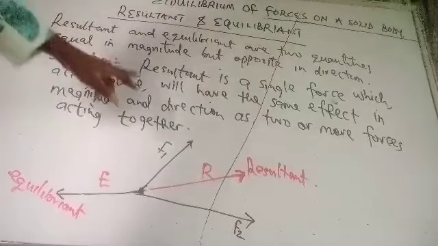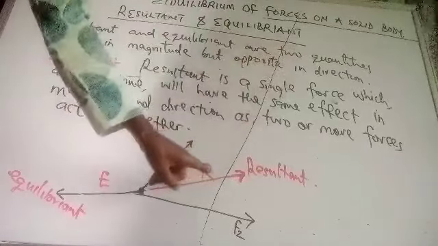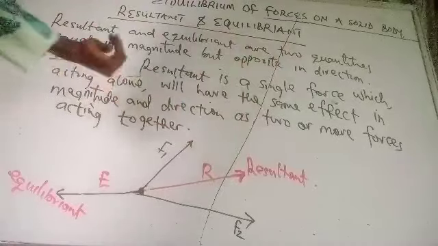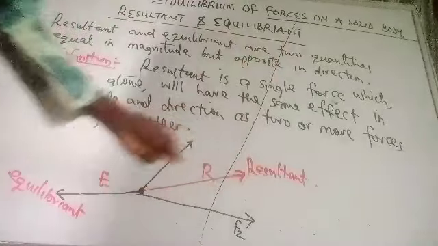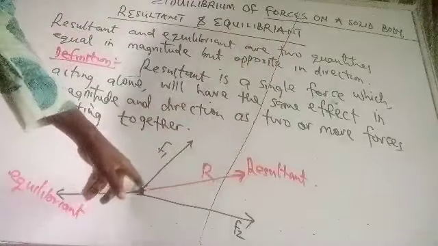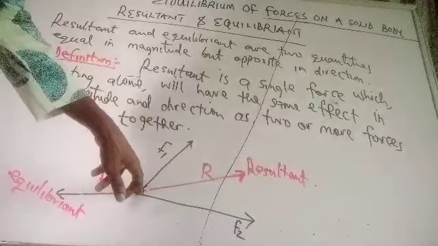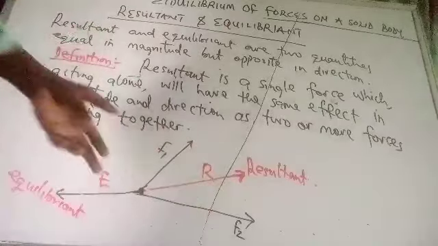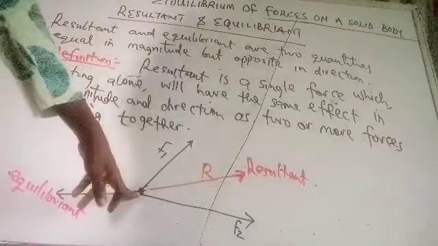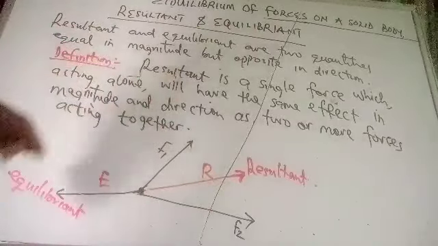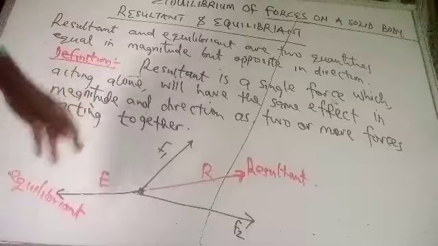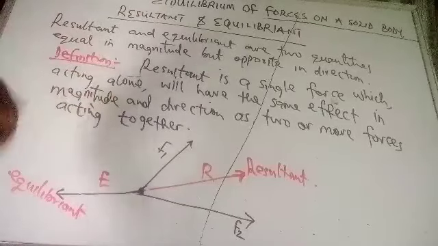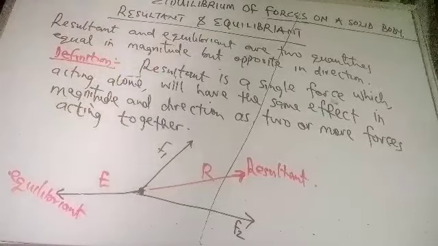So that means the resultant is a single force which, acting alone on this particle, will have the same effect that these two forces, F1 and F2, will have when both of them are acting on it. And the same thing is equilibrant. But when we want to define equilibrant, we will now use the word balance. Let's go there.